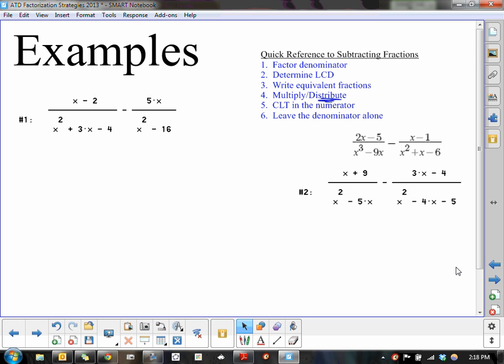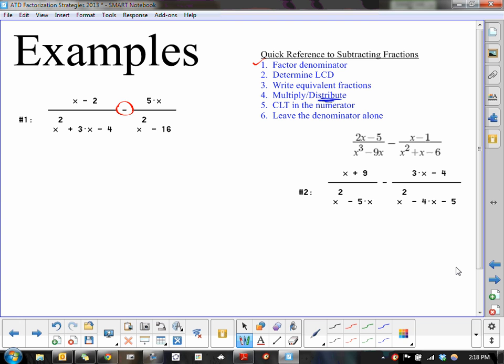And then collect your like terms. So let's just work through question number 1 and see how we follow through. The only difference today is that instead of an addition sign, this is a subtraction sign. So whenever we do addition subtraction, we have to get a common denominator. But before we get a common denominator, we must factor the denominator. So let's do that.